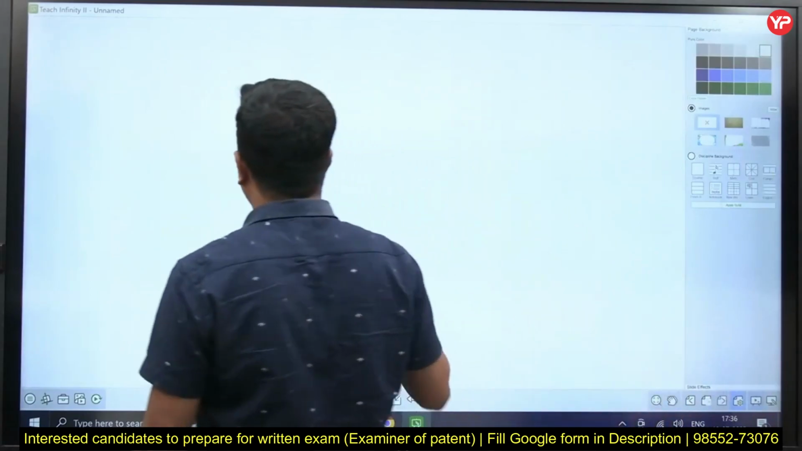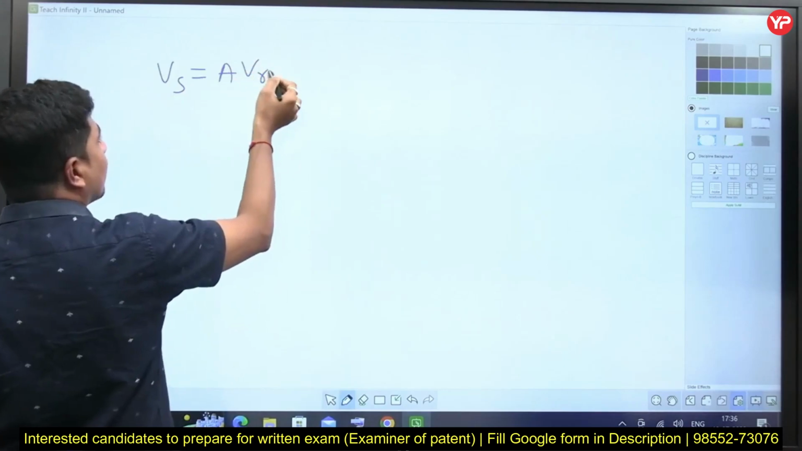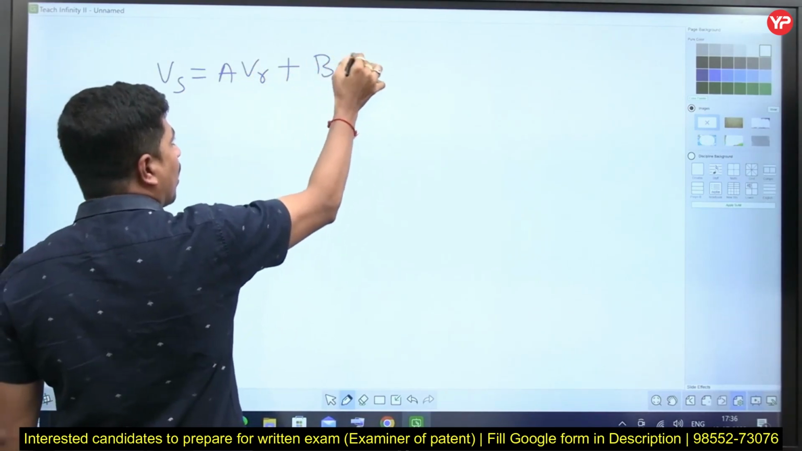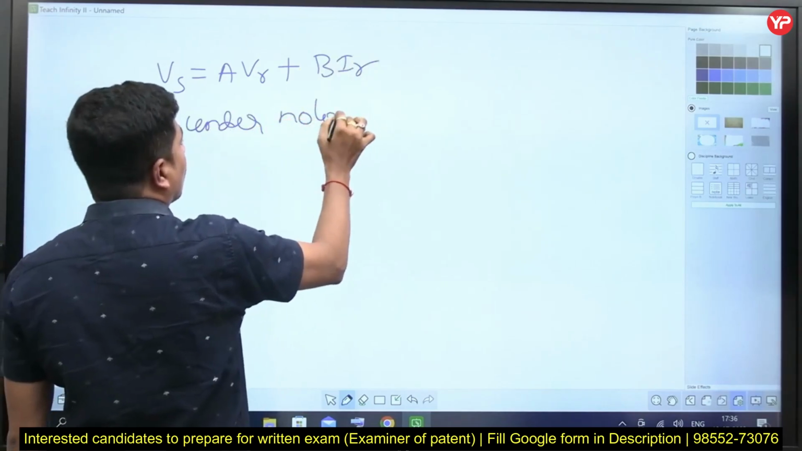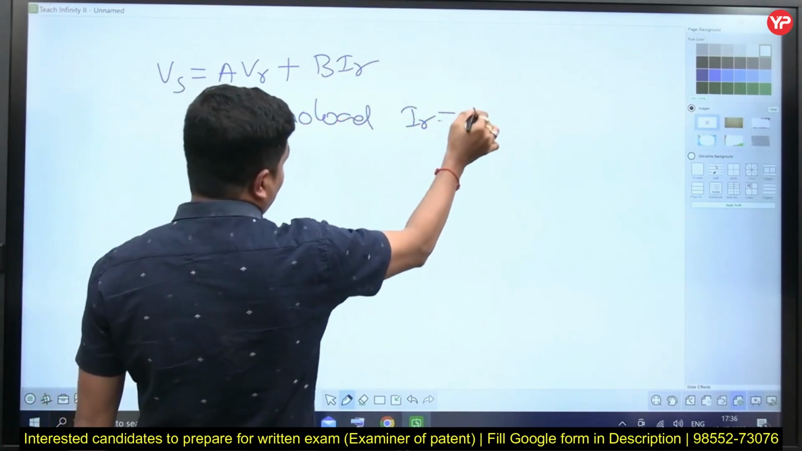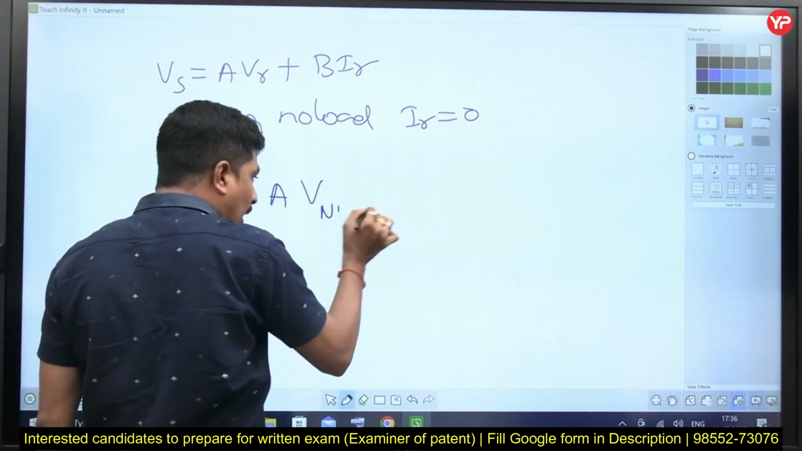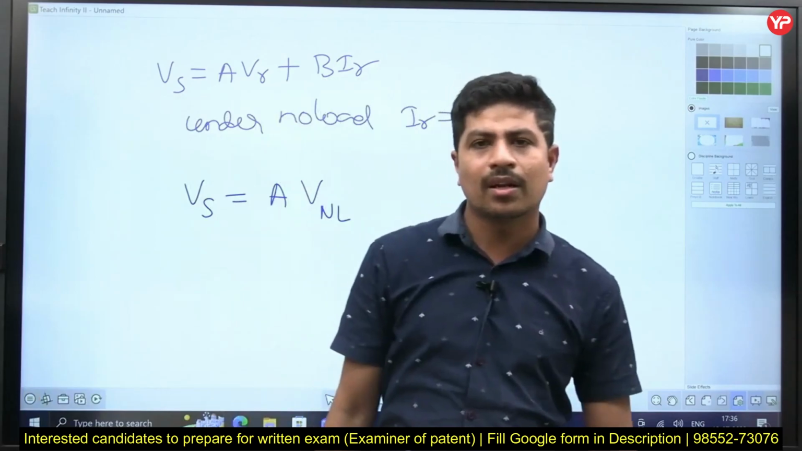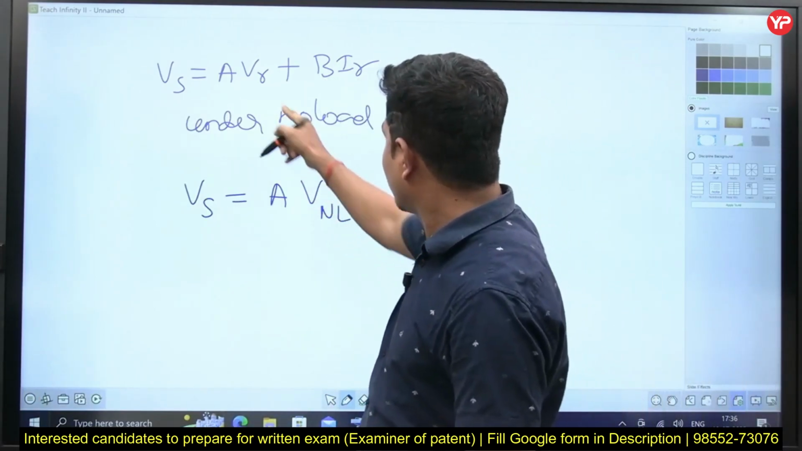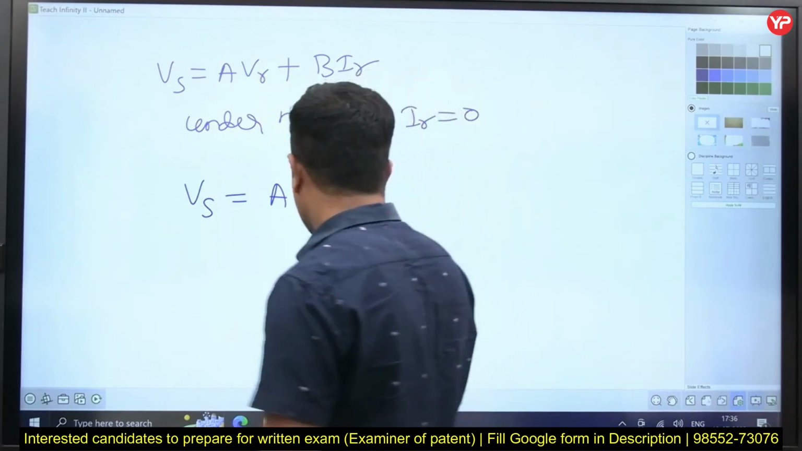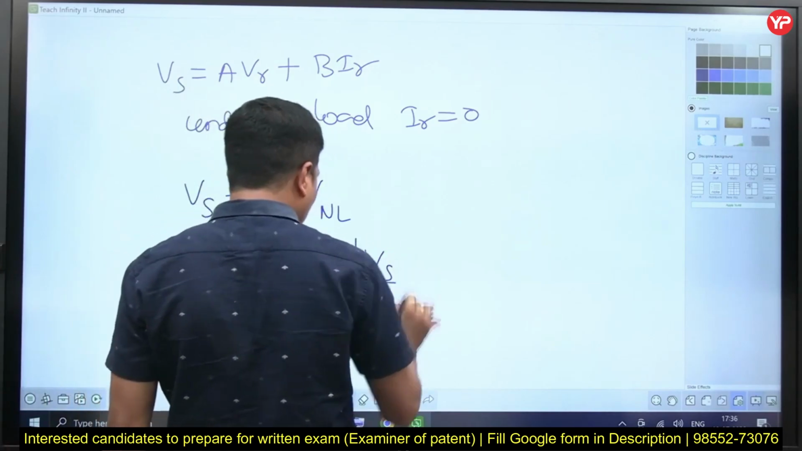Now observe here, we have VFL. How do we get V no load? We all know that Vs is equal to A VR plus B IR. Under no load, IR is equal to 0. If IR is equal to 0, Vs is nothing but V no load. Why is it V no load, sir? Because as current is not there, the receiving end voltage is nothing but the no load receiving end voltage. From this, V no load is equal to Vs by A, magnitude I want.